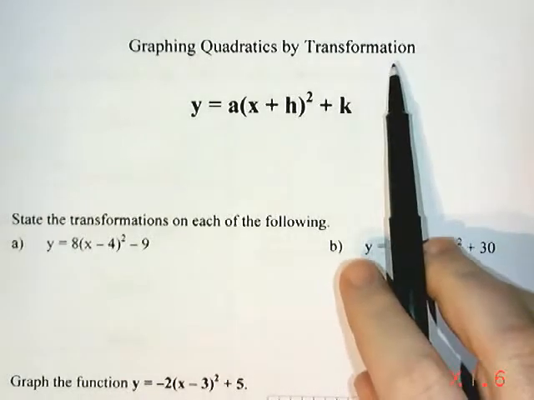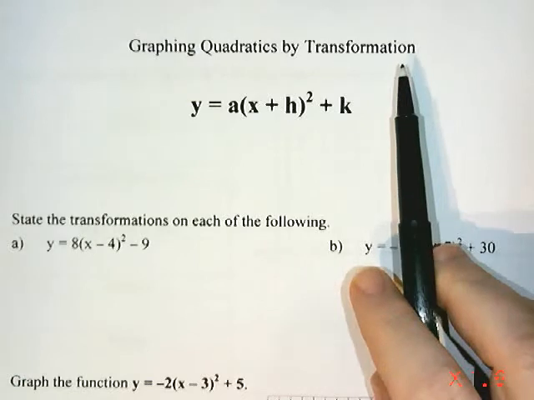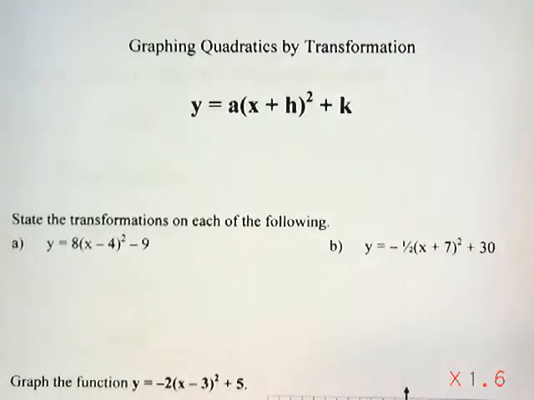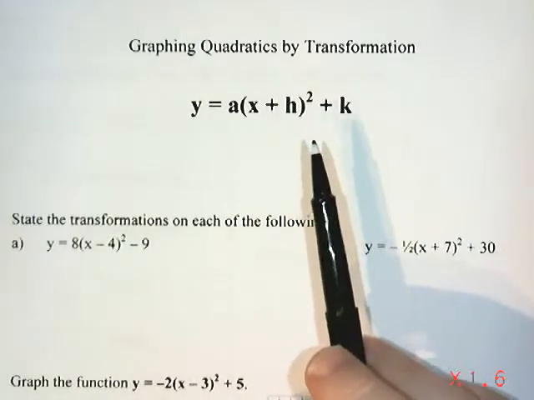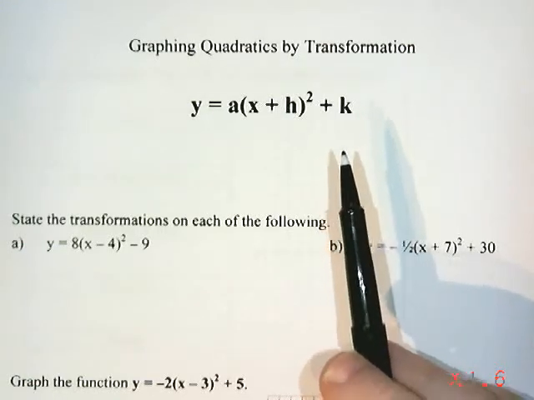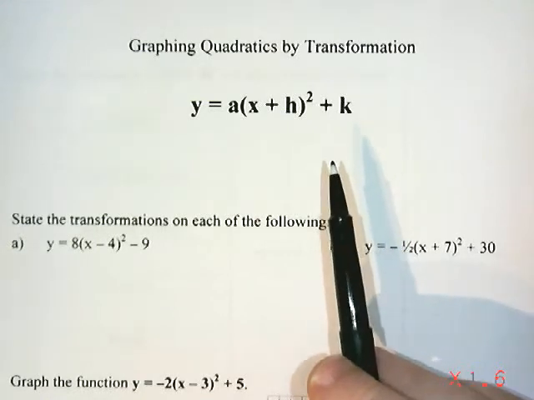When we're graphing by transformation, it's different than graphing by intercepts. When we graph by intercepts, we use the x-intercept, the y-intercept, and the vertex to help us figure out where the graph is. When we're graphing by transformation, we take a basic parabola and then move it around, up, down, left, right. We stretch it, we compress it, we turn it upside down.